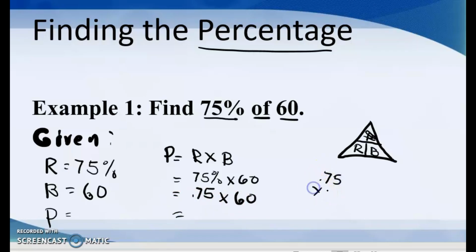0.75 times 60. 6 times 5 is 30. Carry 3. 6 times 7 is 42, plus 3 is 45. Then decimal point, 1, 2. So our answer is 45.00. Or pwede natin hindi ilagay yung 0. So the answer is 45.